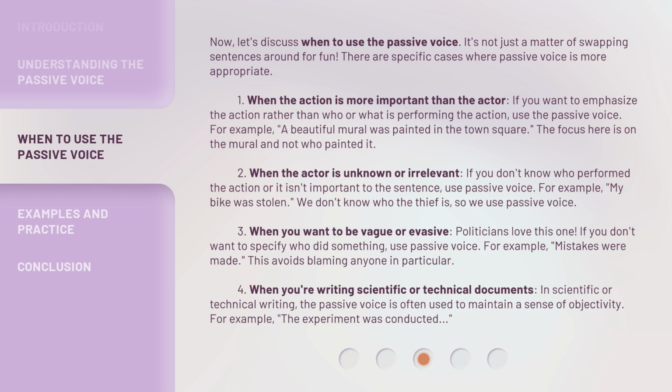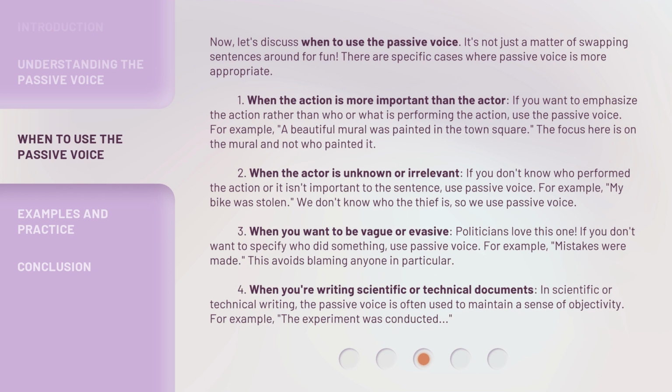2. When the actor is unknown or irrelevant. If you don't know who performed the action or it isn't important to the sentence, use passive voice. For example, my bike was stolen. We don't know who the thief is, so we use passive voice.